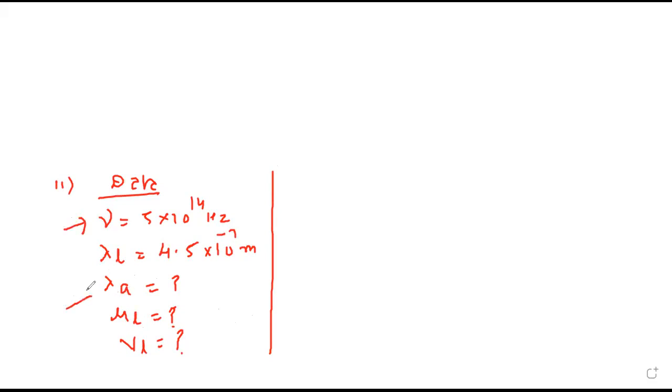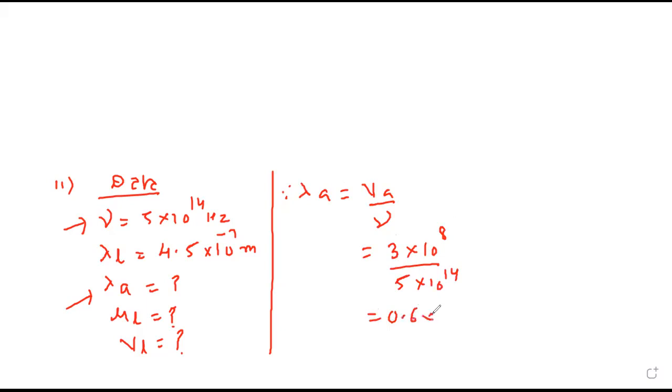Frequency given, lambda we want in air. Lambda in air is V in air upon frequency. That is 3 into 10 raised to 8 upon 5 into 10 raised to 14. So 0.6 into 10 raised to 6 minus 6. That means it will be 6 into 10 raised to minus 7 meter, or you can write 6000 angstrom here.